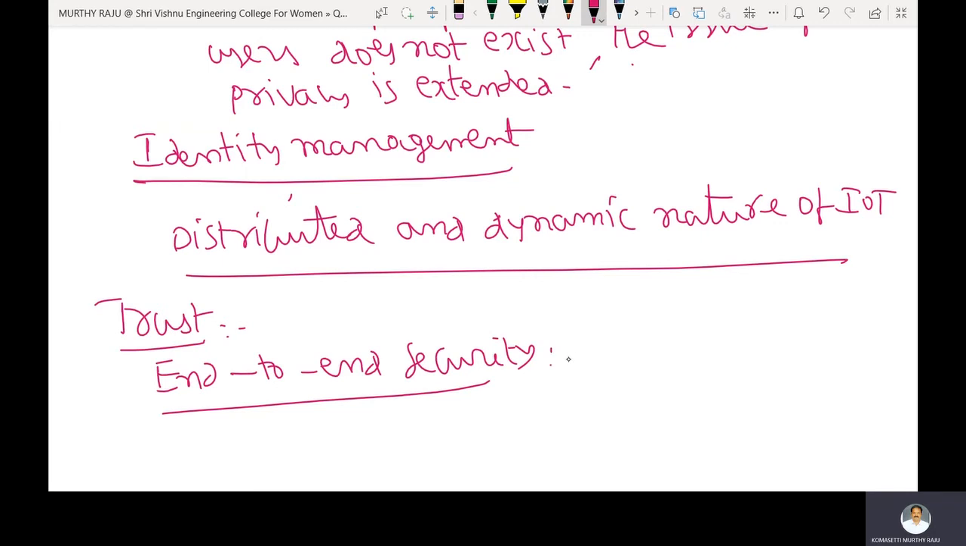End-to-end security. End-to-end security measures between IoT devices and the internet hosts are equally important. IoT device to device, device to host, device to another one like that. End to end: one device generates the data, another device receives the data.